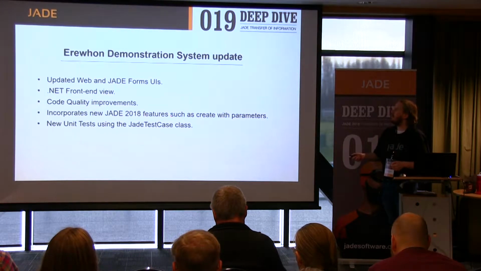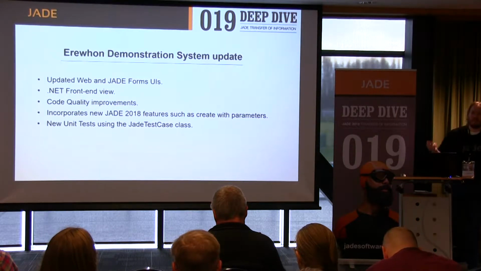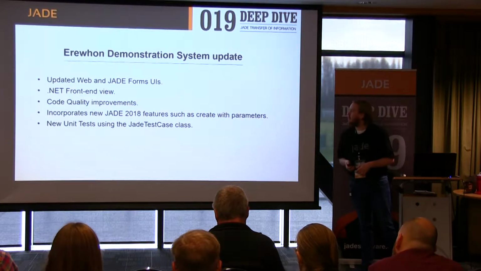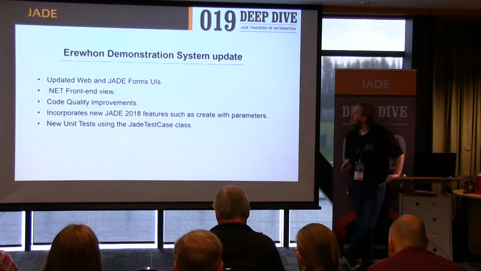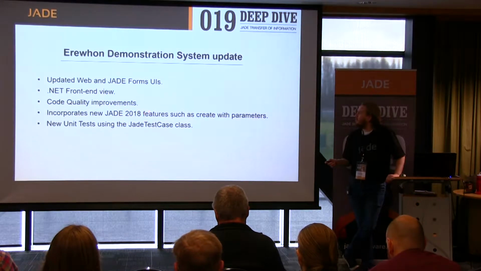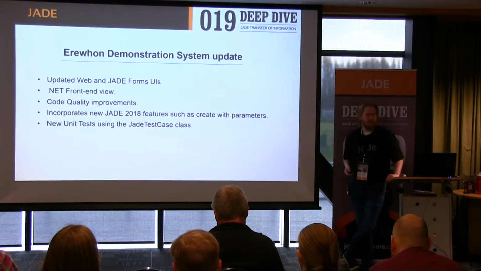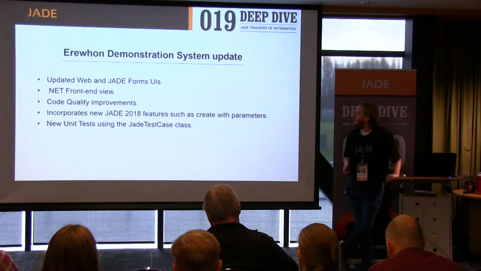One thing is code quality improvements. While we don't prescribe any particular coding style, we do try to keep things looking a bit nice, so we've made a couple of little changes around that. And we've incorporated some new JADE 2018 features. Well, one in particular, which is that we now use the new create with parameters rather than the old create style, so that you can have a bit of a nosy at how that looks.